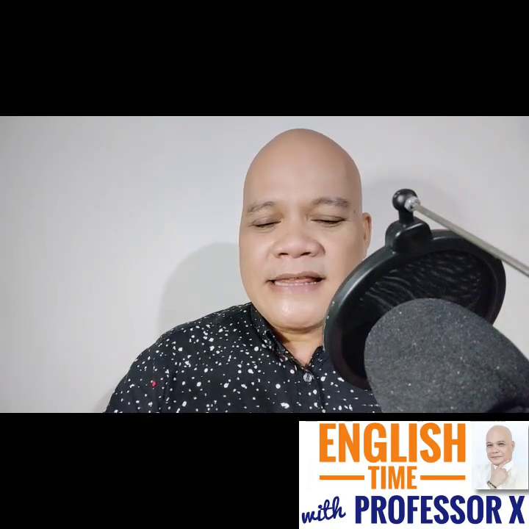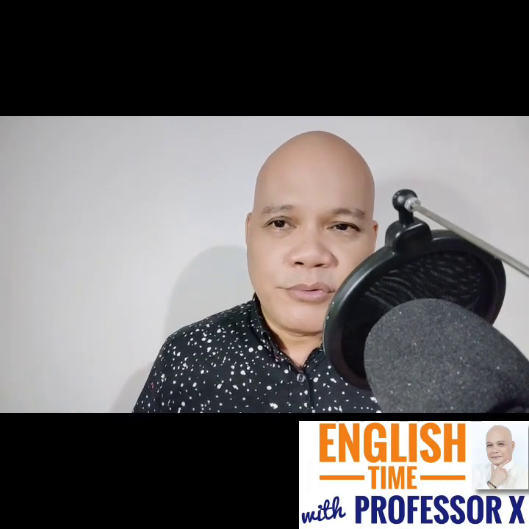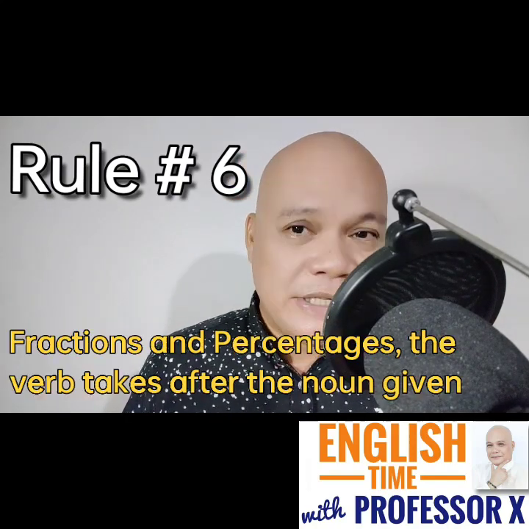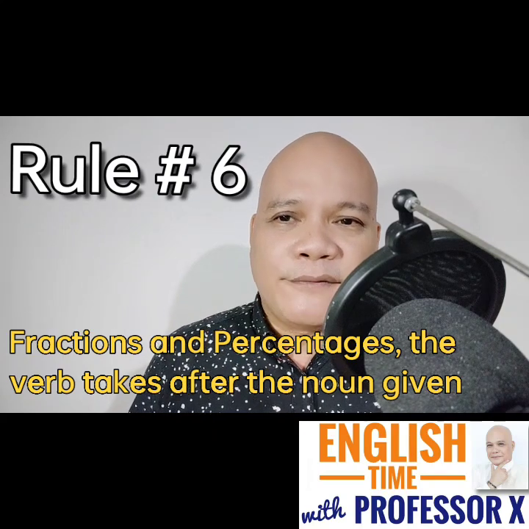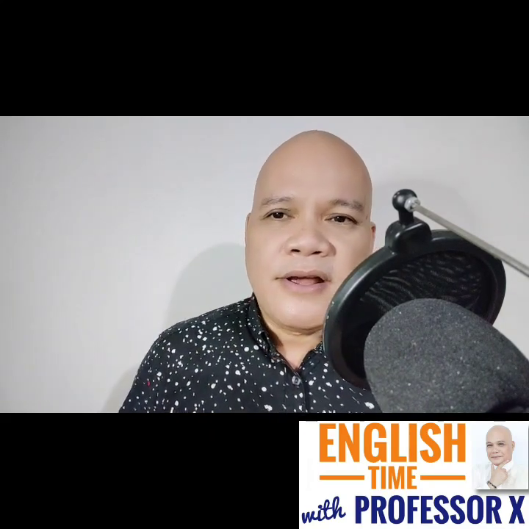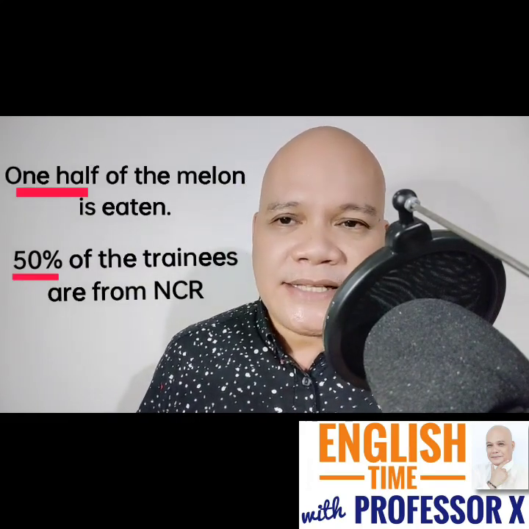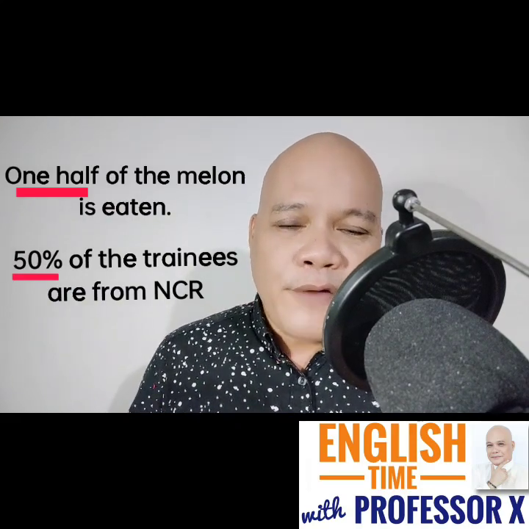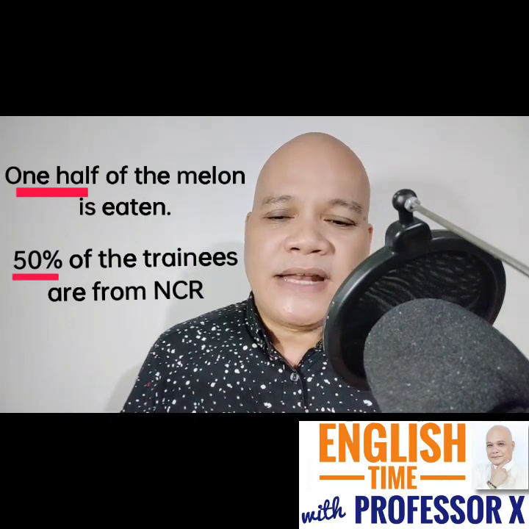So what is this rule? Now, this is what we call rule number 6. Rule number 6 is for fractions and percentages, the verb takes after the noun given after them. So what are the fractions or percentages here? For the first sentence, it's 1/2. That's a fraction. For the second sentence, that's 50%, right? So again, for fractions and percentages, the verb takes after the noun given after them.